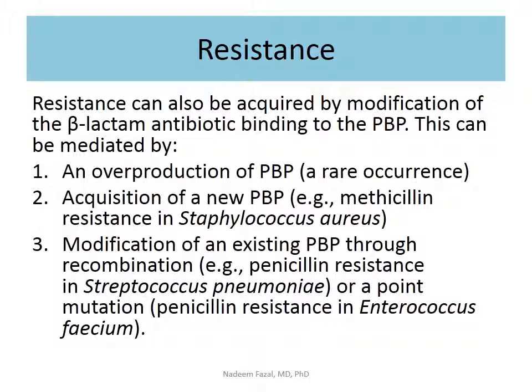The other three that I told you, other than Pseudomonas, were general. But these are defined to a specific bacteria. Number one, you have too much penicillin binding protein, a rare occurrence, it doesn't happen. But the second is important, where a new penicillin binding protein is there, like in Staph.